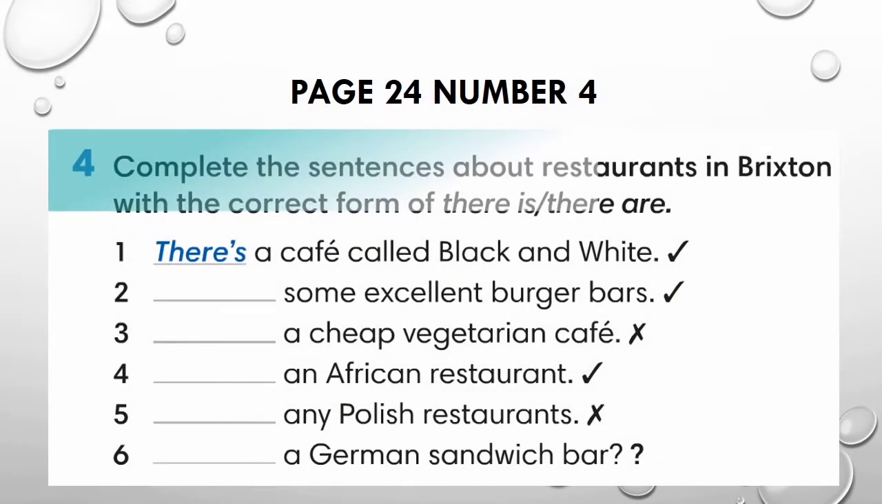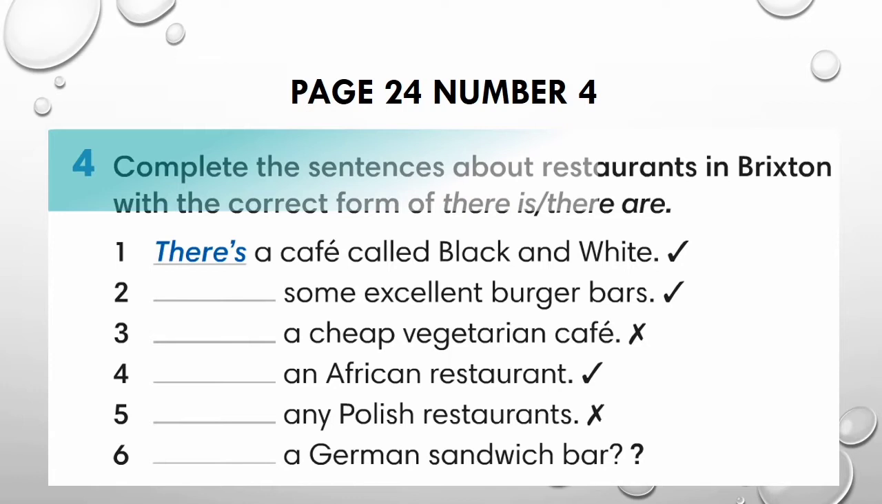Okay, next, page 24, number 4. Complete the sentences about restaurants in Brixton with the correct form of there is and there are. You have to put there is or there are in the blank of the sentence. I will give you time. Just put there is or there are here.